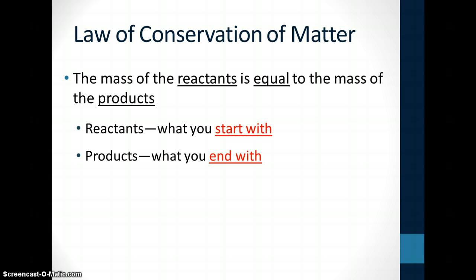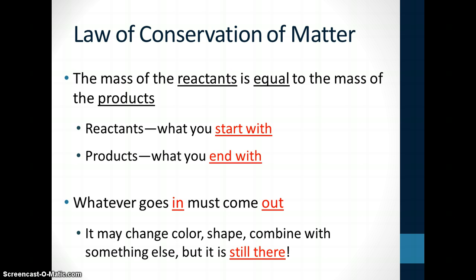This slide says the mass of the reactants is equal to the mass of the products. This is still talking about chemical reactions. The reactants are what we start with in a chemical reaction. So for the Alka-Seltzer and water, it was the Alka-Seltzer and the water. The products are what you end with in a chemical reaction. So for the same reaction, if we think about the balloon being on top, it was the gas and the water and Alka-Seltzer mixture that was created from the reaction. So those are the products.